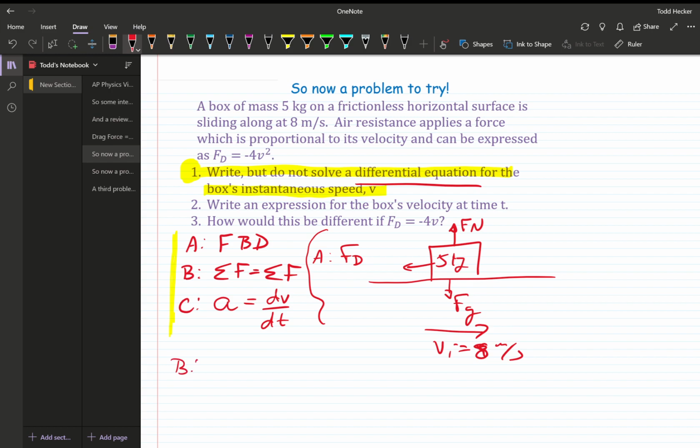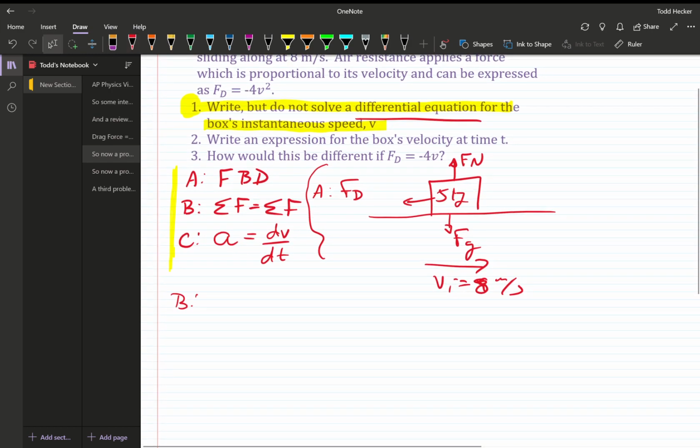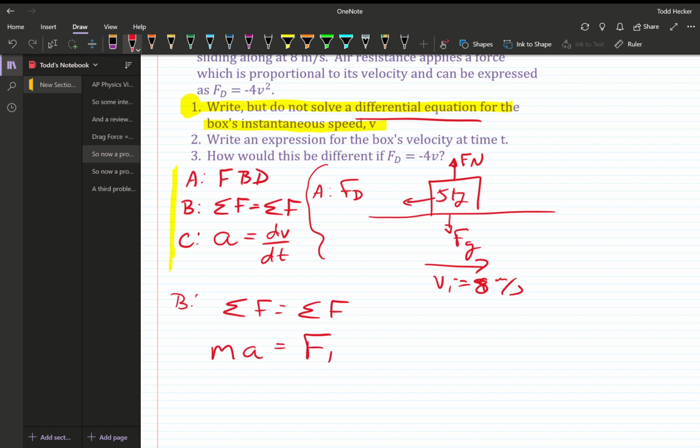Net force equals net force. So for us, that's mass times acceleration equals drag force, right? So that's step B, all right? I guess we could plug in our numbers here, right? We know our mass is 5 kilograms times a equals, and then our drag force is negative 4v squared, right? Okay, so that's step B.